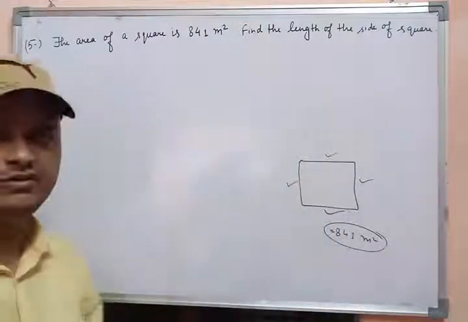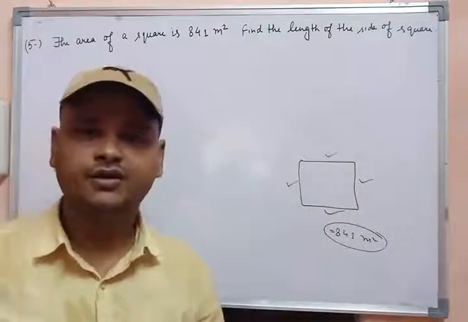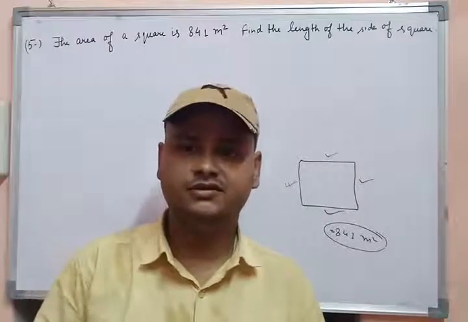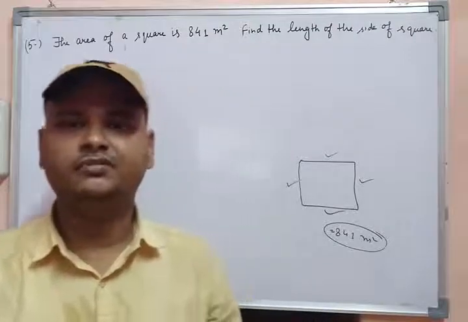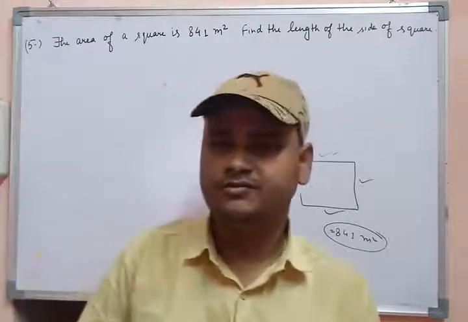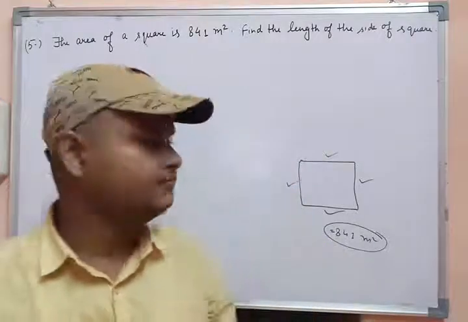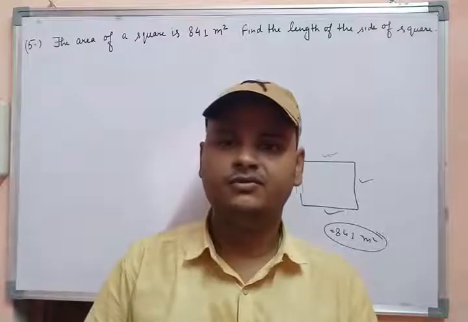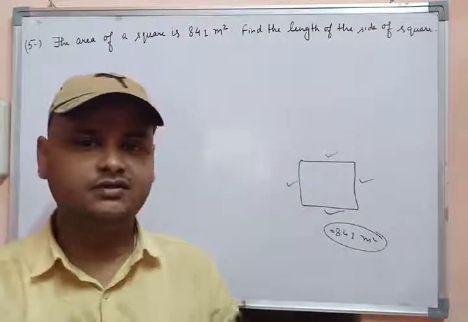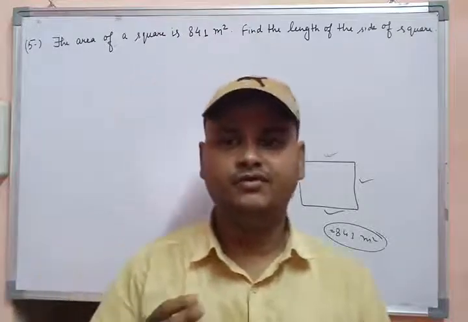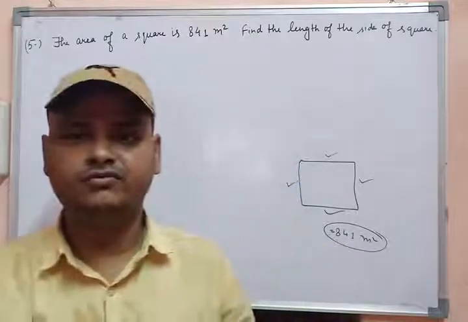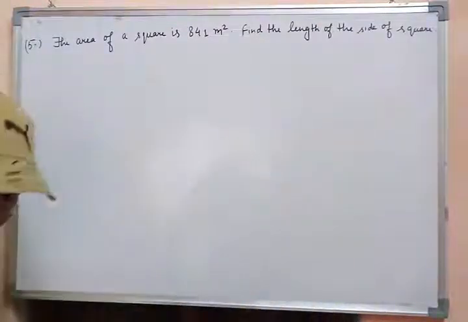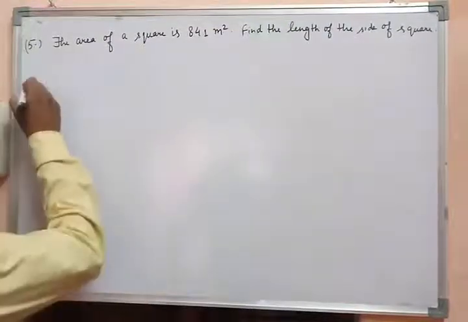So first of all you have to apply the formula of area of a square. Students, you have studied in class 7th, in the chapter Area and Perimeter, and all of you know what the formula of area of a square is. It is side into side. So if you want to find the side of the square, then you have to find the square root of the area, then you will find the side of the square. So let's start the solution of this question.